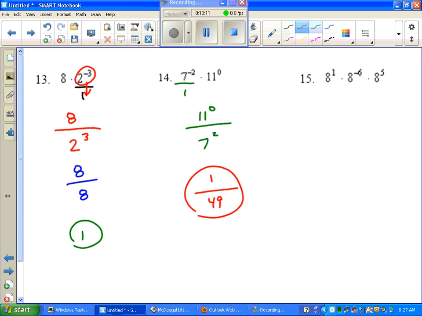All the same basis for number 15. All three of them are 8, 8, and 8. What you do when you're multiplying the same bases is you leave the base 8, but then you add the exponents. 1 plus a negative 6 means 1 minus 6. Plus a positive 5 means plus 5. So what you have is 8 to the 1 minus 6 is negative 5 plus 5 is 8 to the 0 power. And again, just like number 14, anything being raised to the 0 power, like 11 to the 0 power, is 1.